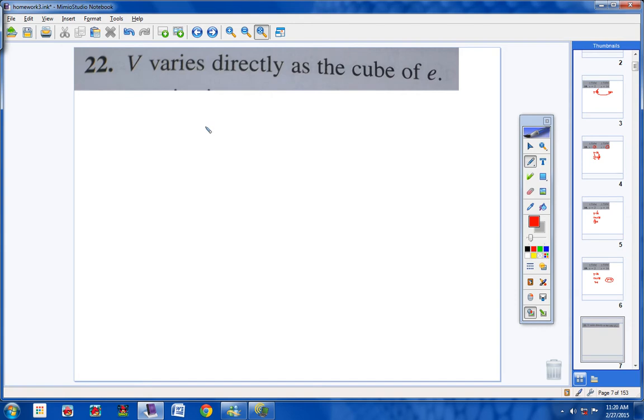Number 22. Now numbers 22 through 26, they want us to write a mathematical model for the verbal statement, okay? So this is not too bad. V varies directly as the cube of e. So direct variation means I have v, then I have a k, and then the cube of e. There we go. It's that simple, guys, okay? V varies directly, so I know I have a k here, times e. What is v varying directly with? The cube of e. So the cube of e goes right here, okay?